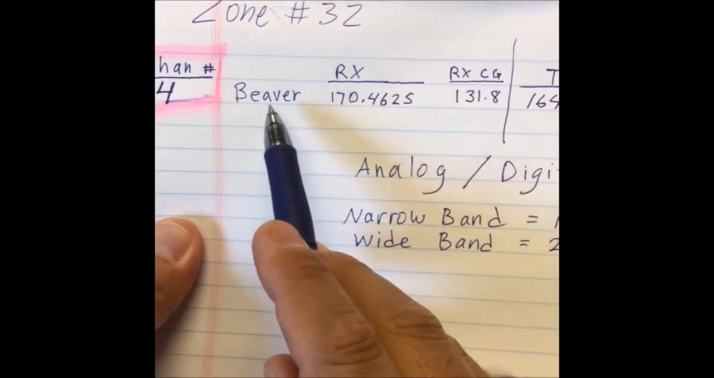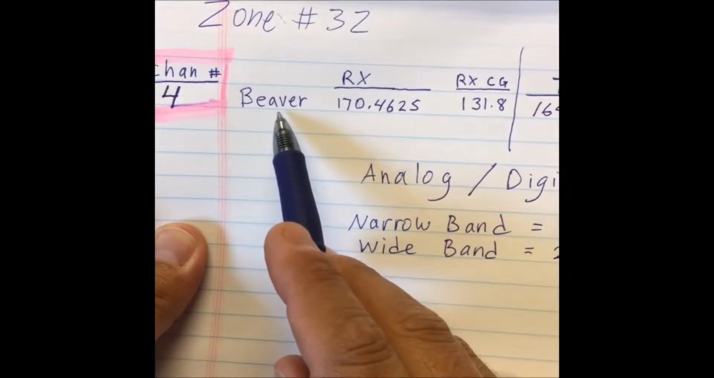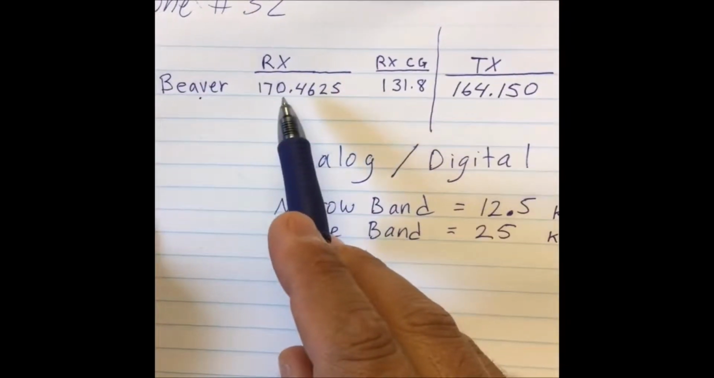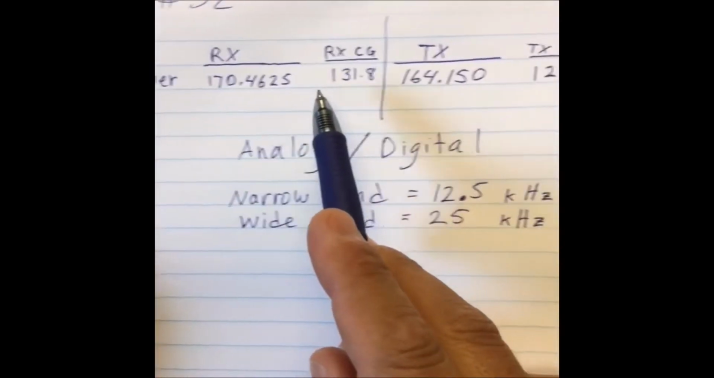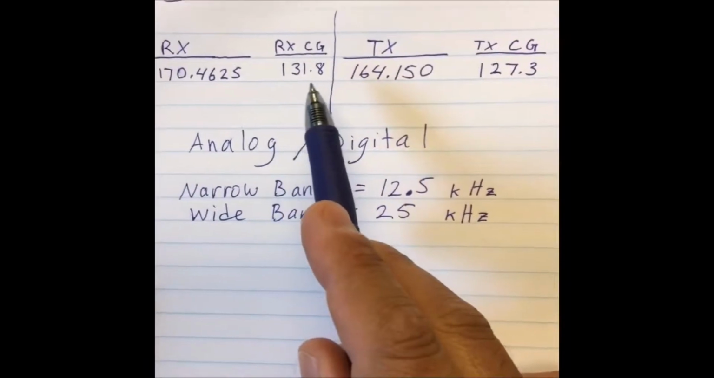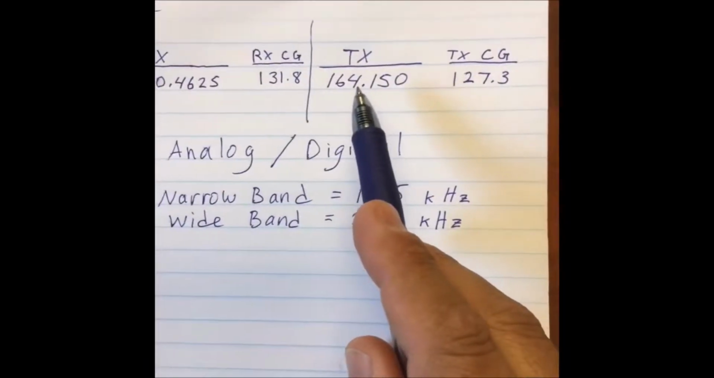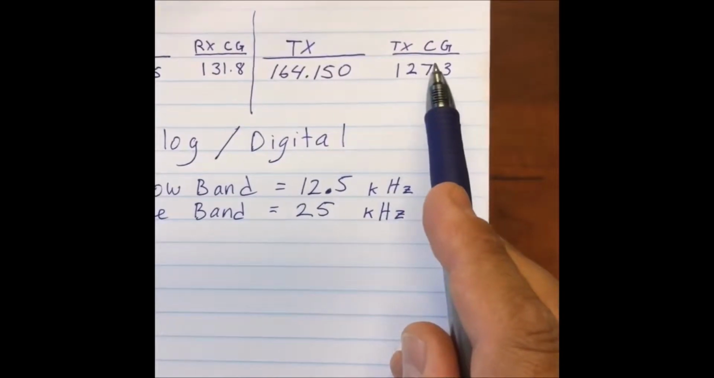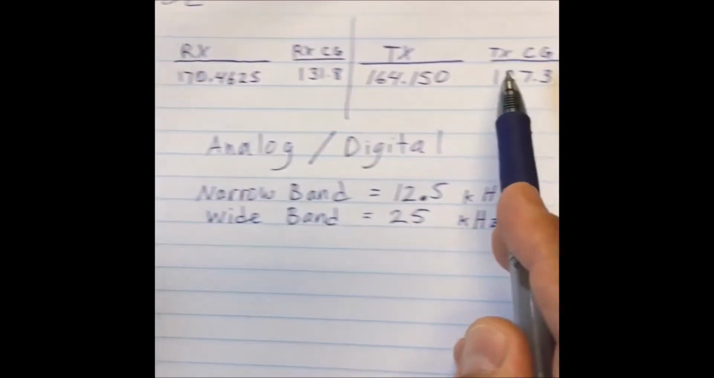Alright, so it's going to be the Beaver repeater. This is the way we're going to label it. We're going to label the channel as Beaver. It has a receive frequency of 170.4625, a receive code guard, otherwise known as a tone, of 131.8, transmit frequency of 164.150, and a transmit code guard of 127.3.